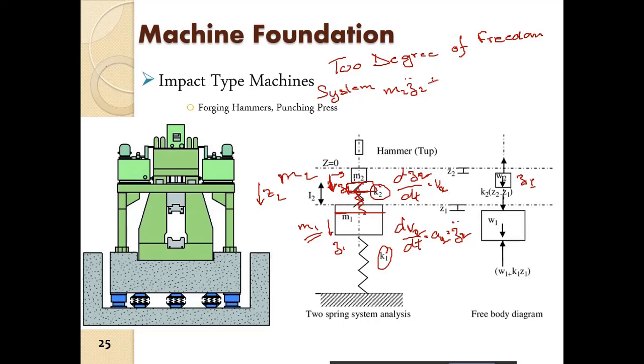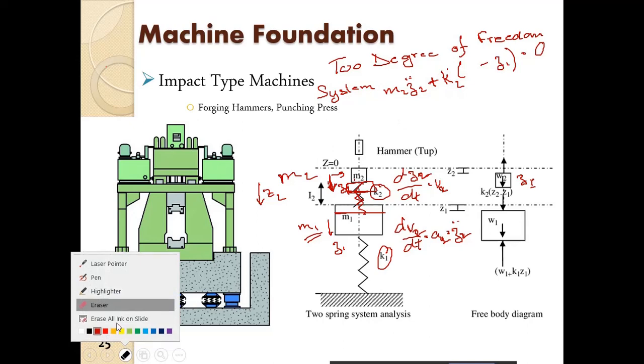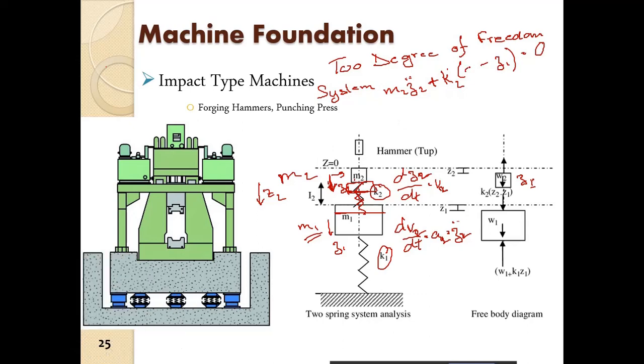Okay, so the spring force on the mass will be k2 into the compression, which is z2 minus z1, equal to 0. So I hope this has sunk in, you got this, okay.